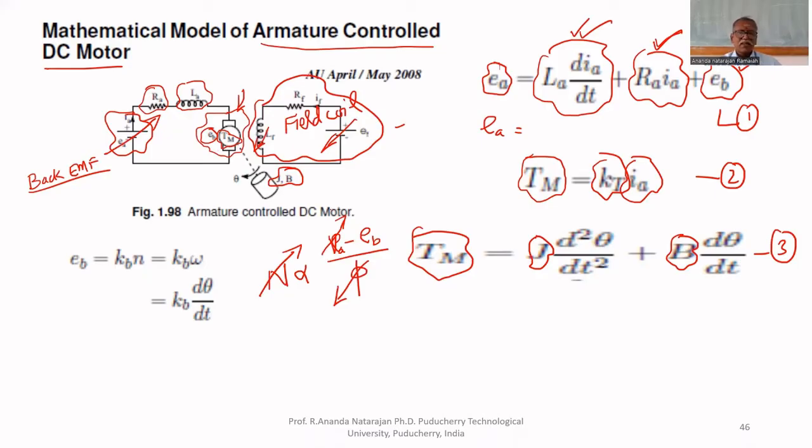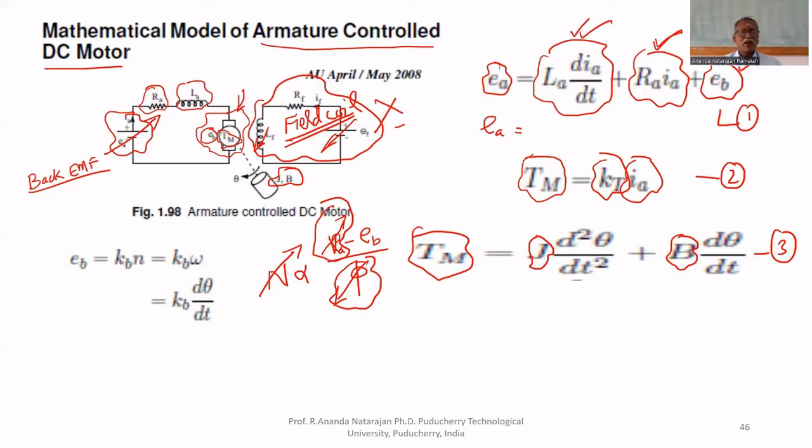But here, if you adjust the applied voltage across the armature, then it is called armature controlled DC, because we are controlling the speed by controlling the voltage across the armature. If you adjust the speed by adjusting the field, then it is called field controlled DC. We are not adjusting any field current. That's why there is no change in field. So this is constant. That's why we are not including this in the mathematical model, because it remains constant. We are assuming that field remains constant.